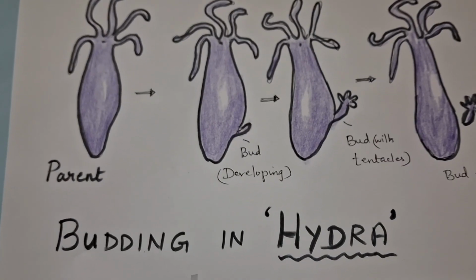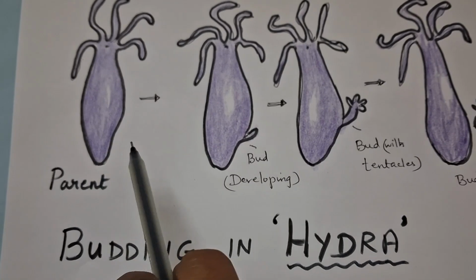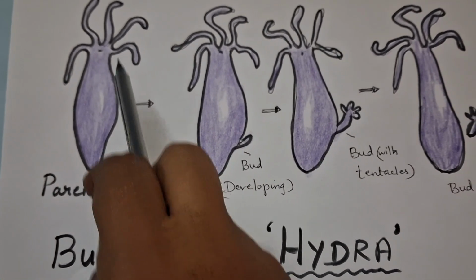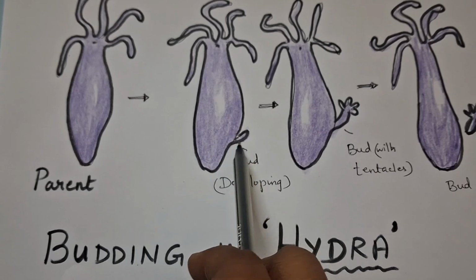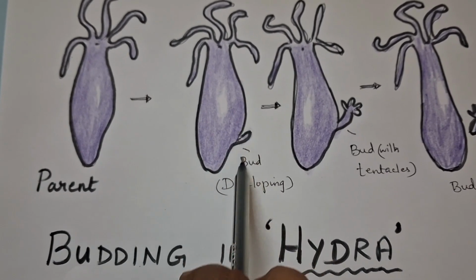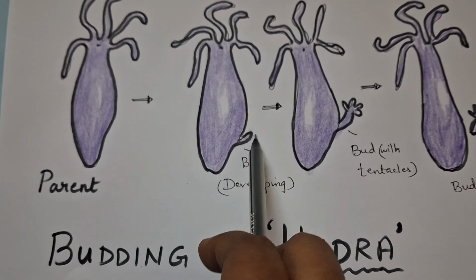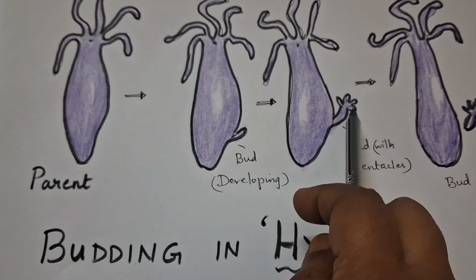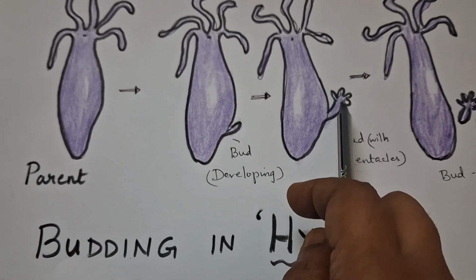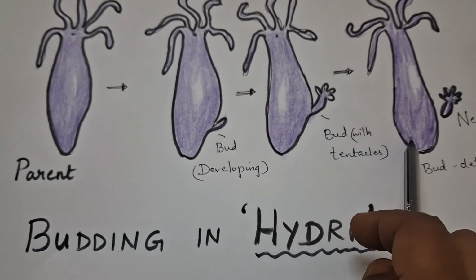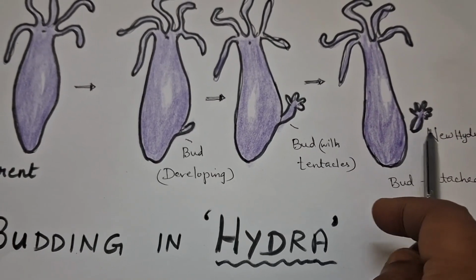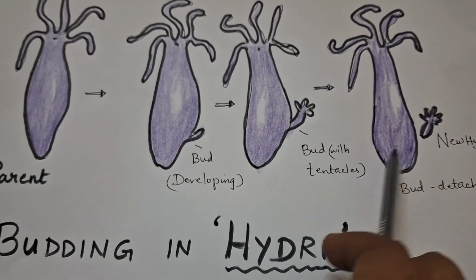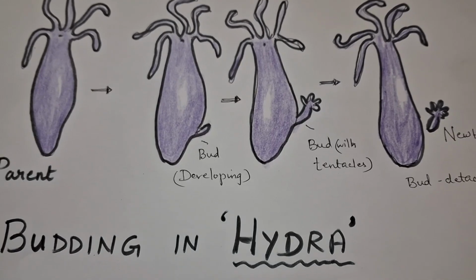The next is budding in Hydra. So this is Hydra, this is the parent. These are the tentacles of Hydra. A small outgrowth grows on the body of the Hydra. So a small bud is seen here. Later the small bud develops, small tentacles are seen on the bud, and finally this bud detaches from the mother and starts to survive individually. So this is the budding process in Hydra.